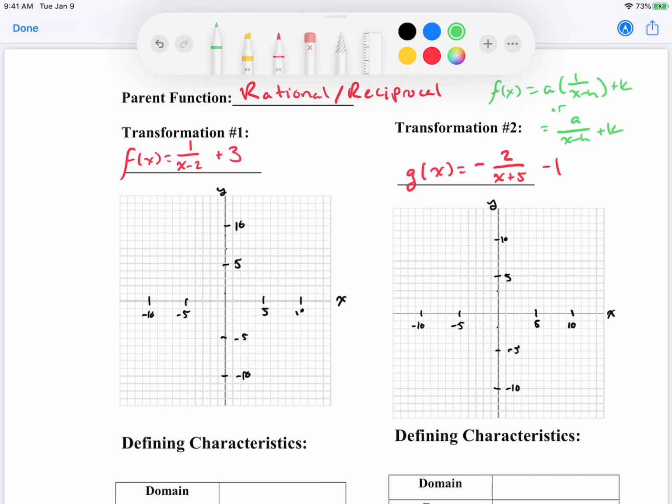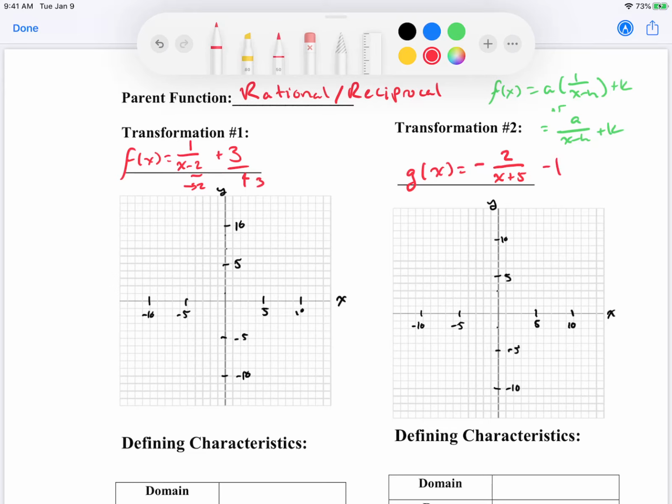So let's look at this first example. If we have 1 over x minus 2 plus 3, remember that originally our asymptotes were at the y-axis and the x-axis, but now everything's just going to shift up 3 and to the right 2. This plus 3 tells me I'm going to go up 3, and this minus 2 tells me I'm going to go to the right 2. So my entire graph is just going to shift that way.